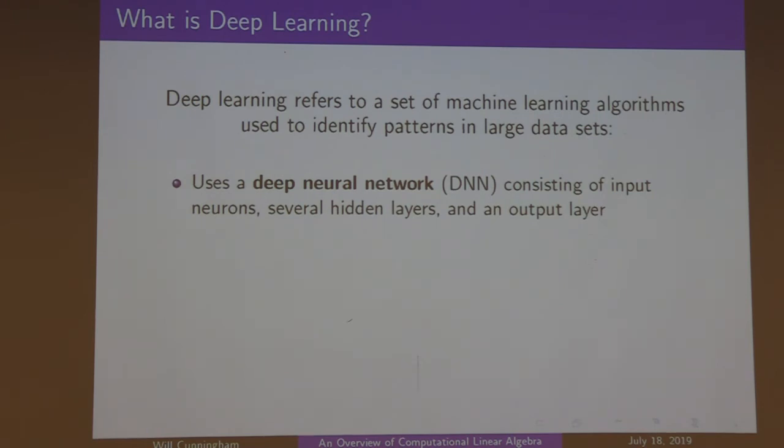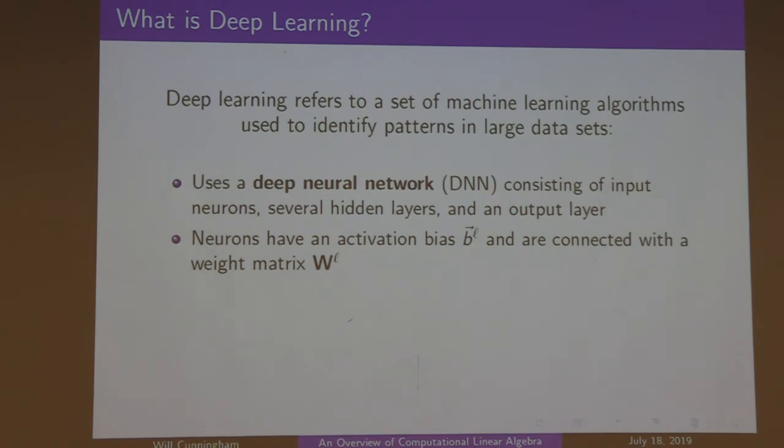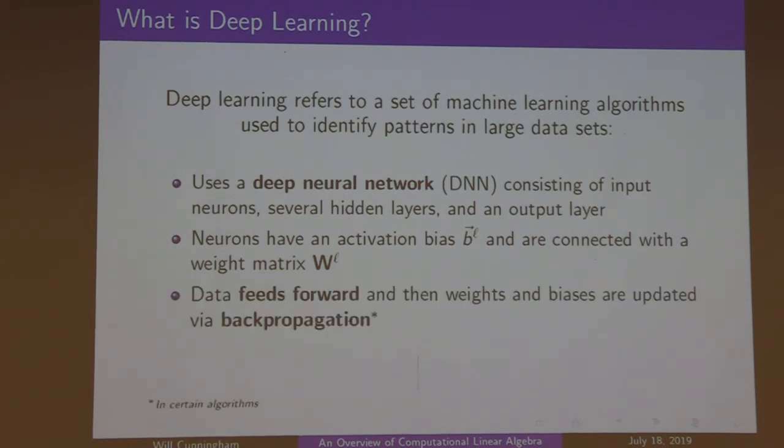So a deep neural network consists of input layers, or input neurons, several hidden layers, and then an output layer. You have, for each neuron, some activation bias. This is why it's called neural, because it's based on sort of neurons in the brain. You have a weight matrix, which says how much each one is connected to the other. And then you have this feed-forward back propagation, back and forth going on.